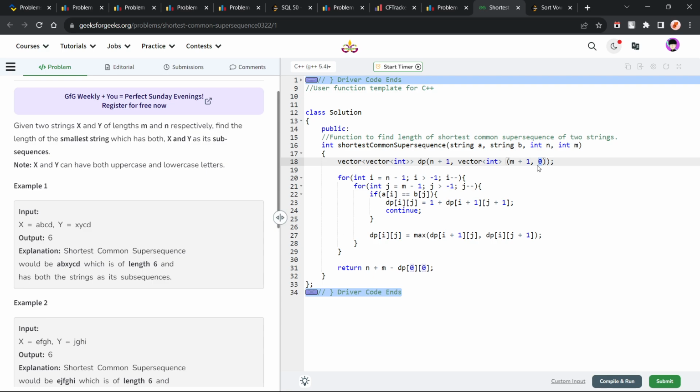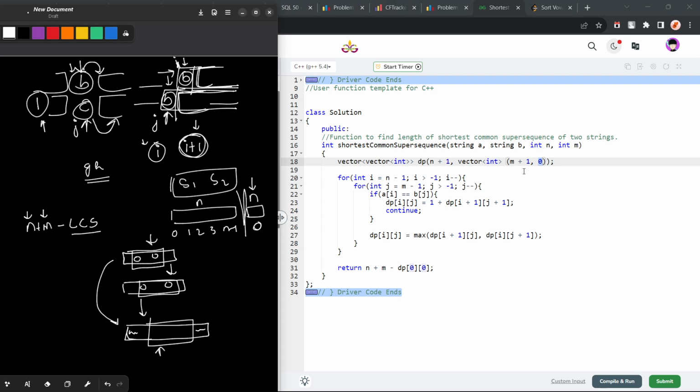I'm initializing all the values with 0, although the only 0 value should be where I is equal to n and j is equal to m, right? Because at this particular situation you don't have any character, so you cannot form an LCS, right? So that is why the answer is going to be 0 in that case. So this is how you can solve this problem.